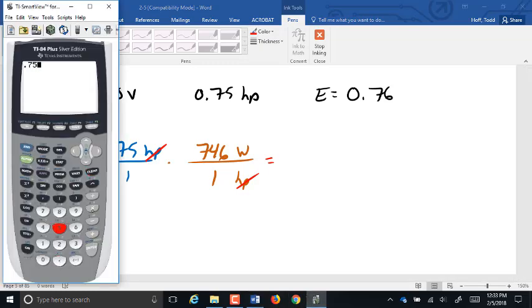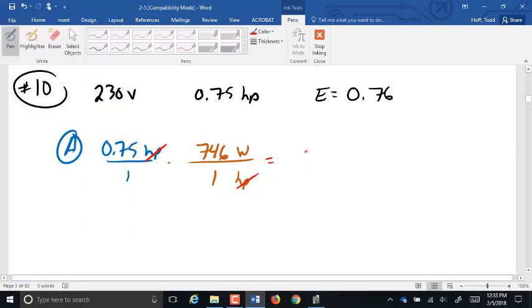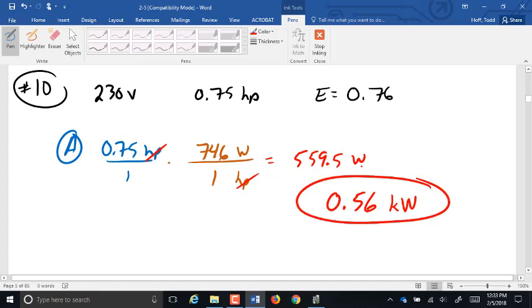0.75 times 746 is 559.5 watts. Now, but it says in kilowatts, so we're going to say 0.56 kilowatts. We'll round it to that, just moving the decimal place 3 spots. Make sense so far? Even to Jordan? Okay.